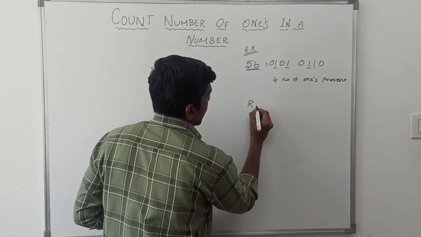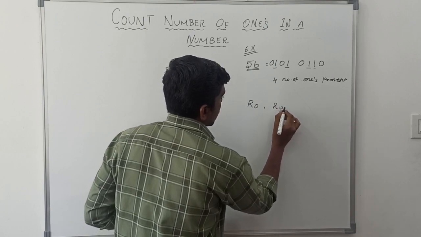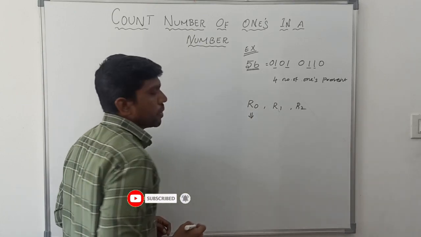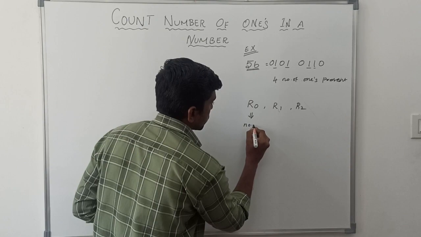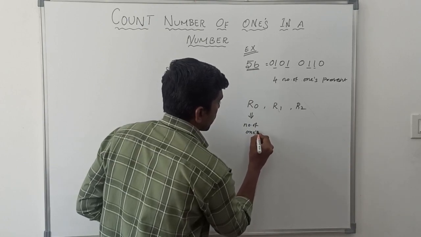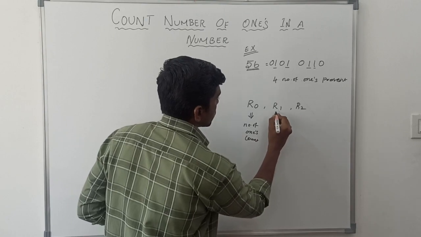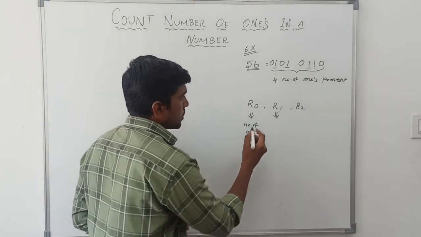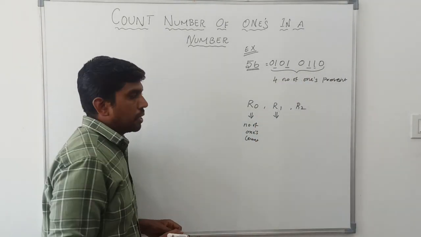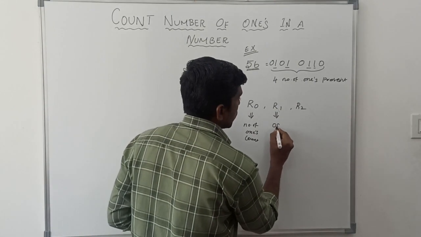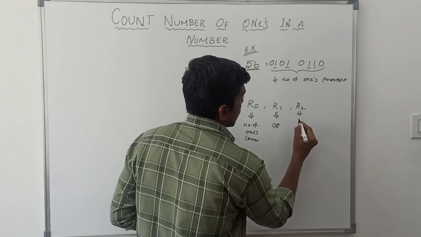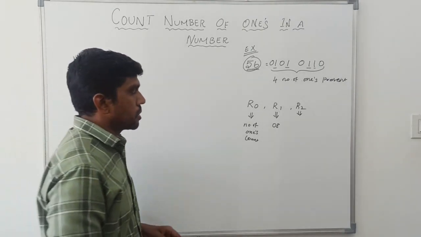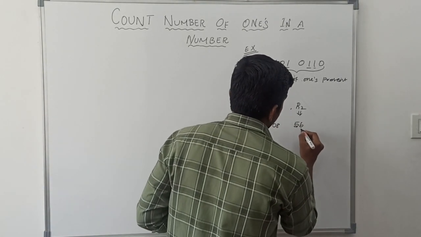In this program I am taking 3 registers: R0, R1, R2. This R0 is used to store the number of ones count. This R1 register is used to hold the width of the bits. In this program I am taking 8-bit values, so R1 holds 8. Then the R2 register stores the given number. Here the given number is 56.